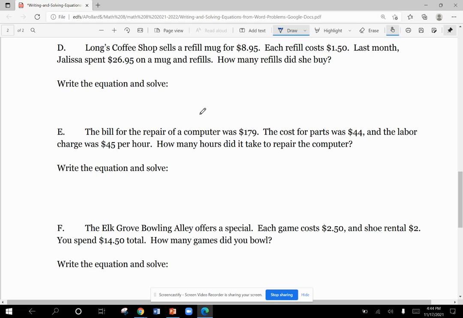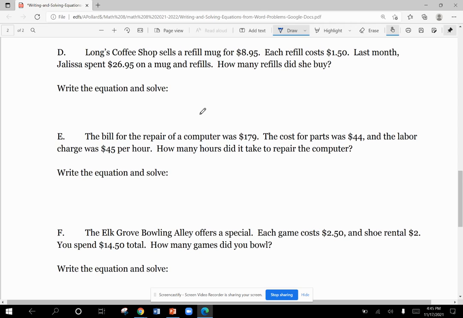If you are feeling fine with these, you already did those problems, you may skip these, just slide through it on the Edpuzzle and move on to the more complicated ones. So Long Coffee Shop sells a refill mug for $8.95. Each refill costs $1.50. Last month, Jaleesa spent $26.95 on a mug and refills. How many refills did she buy?